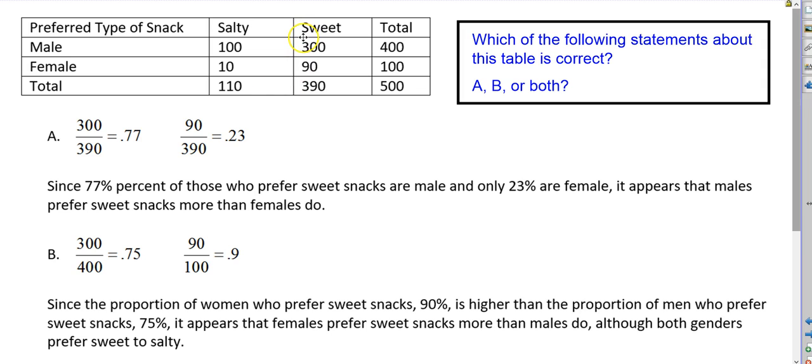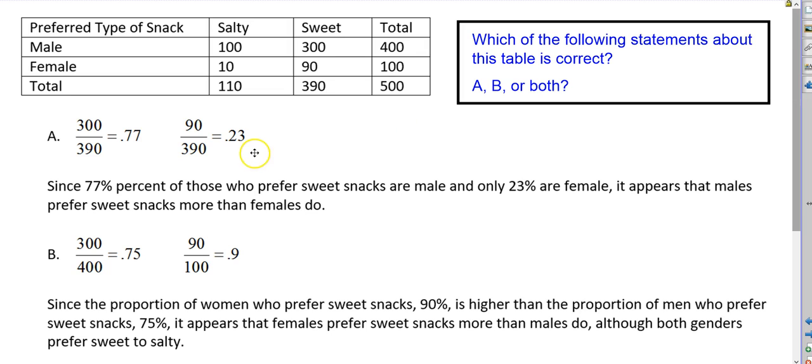Notice that 300 out of the 400, or 75%, of the males prefer sweet, but 90% of the females prefer sweet. So we're saying among all the females, we have a 90% rate preferring sweet. Among all the males, a 75% rate.